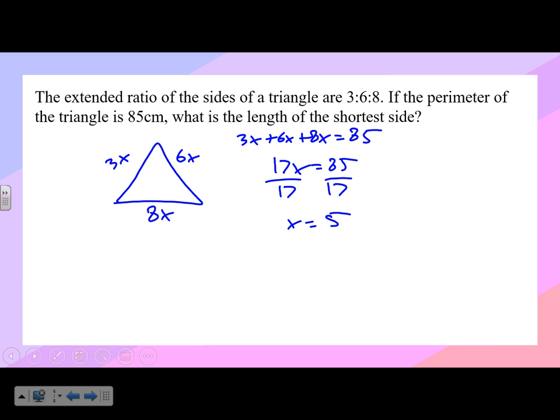And then they say find the length of the shortest side. Well, the shortest side is going to be the one with the smallest number. So 3 times 5 is 15. If you wanted to find this one, that'd be 30 and 40. Make sure you're paying attention to what they're asking for.